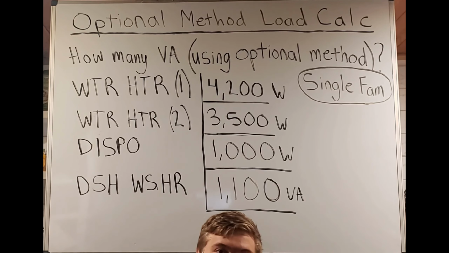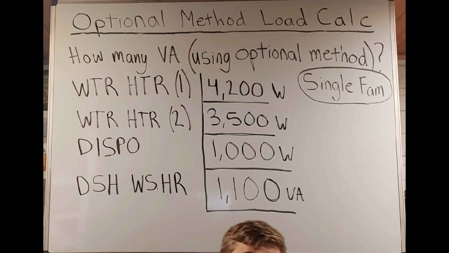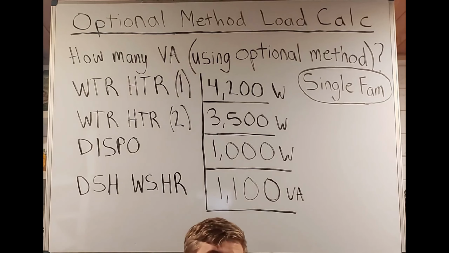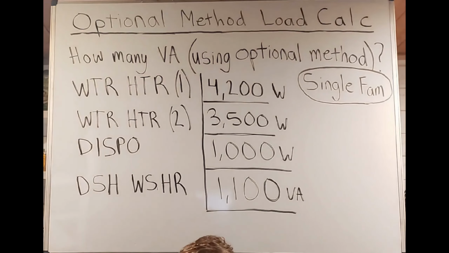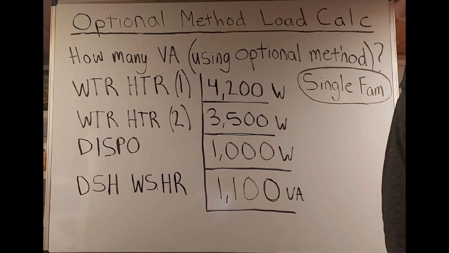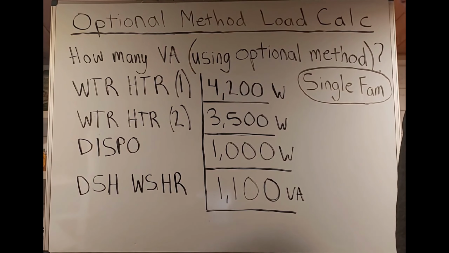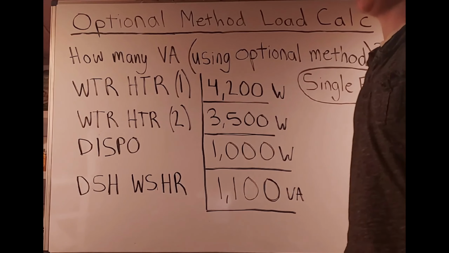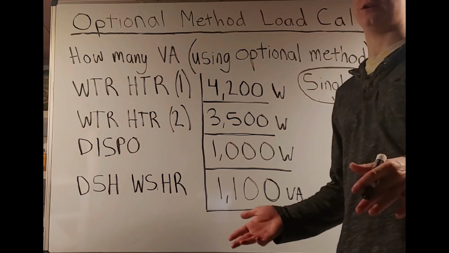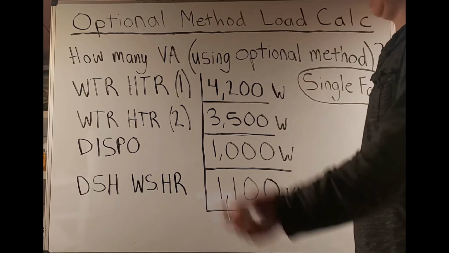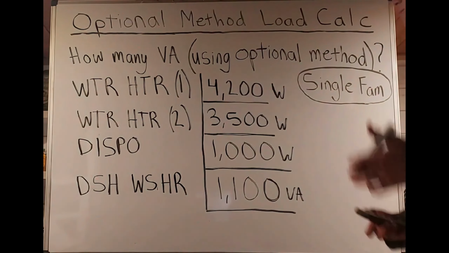Okay, next we're going to be looking at some appliances here. And we're going to be answering how many volt amps using the optional method with a single family dwelling. We see 2 water heaters, water heater 1 and 2, and then a garbage disposal and a dishwasher. Again, for the water heaters, they may say something like, we have a main water heater for the dwelling, and then we have a secondary backup water heater, or we have a water heater in the additional room. We're just going to add everything together with no demand factors.